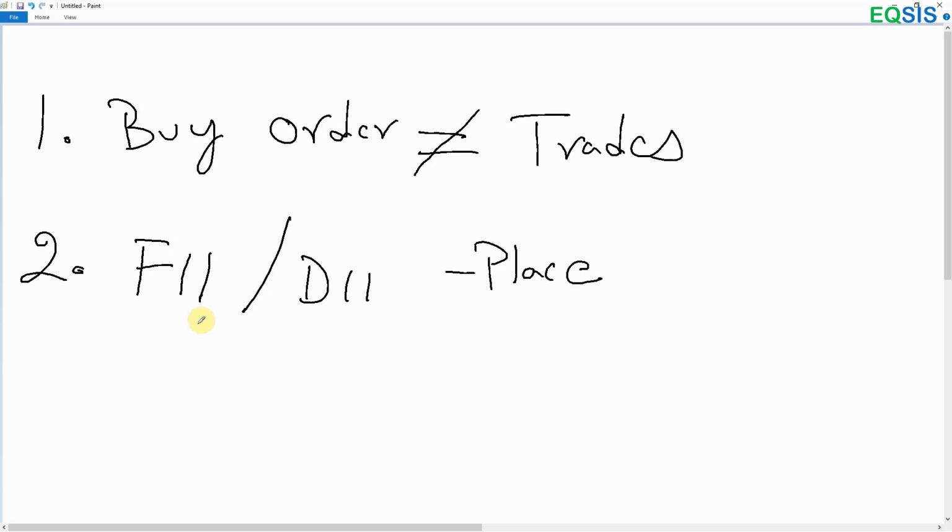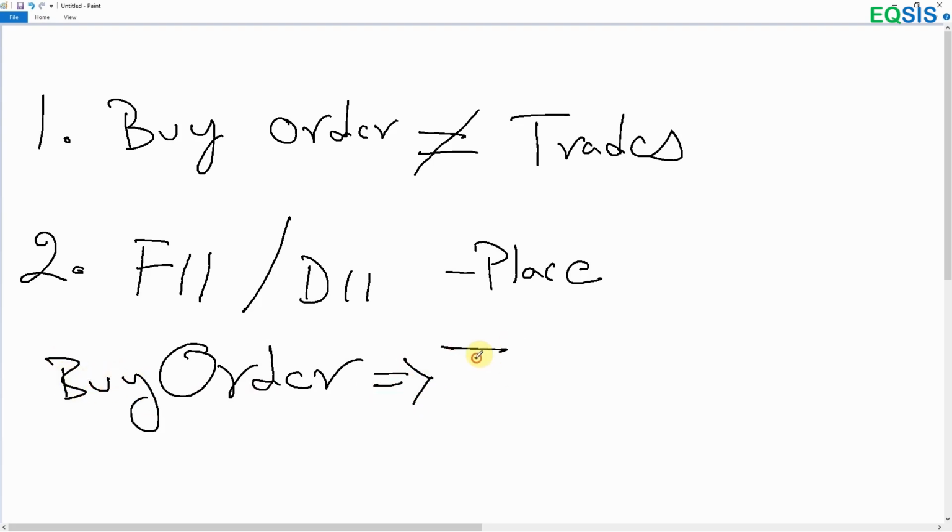It means they do place orders. Remember, they do place orders. In fact, it can even be a buy order, but it generally gets traded immediately. It means they don't stand in the queue at all. That is the very first thing you need to know.